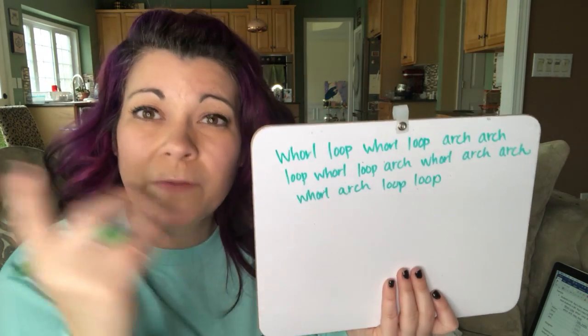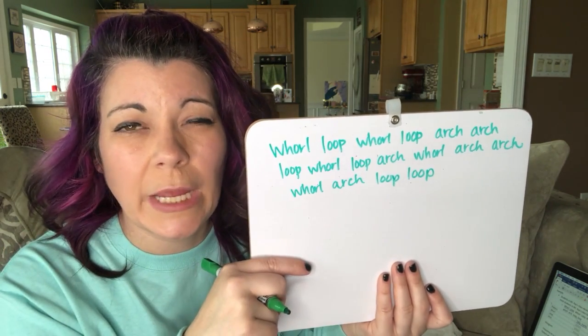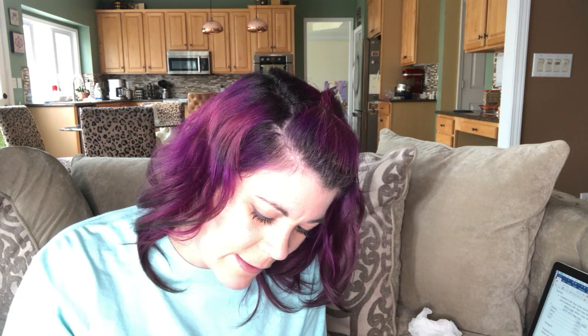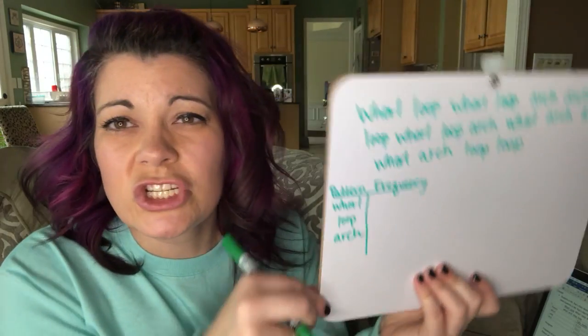So what we're going to do first before creating a histogram is create a frequency table. Our frequency table is going to have 2 columns. We're going to write down the pattern, and then we're going to write frequency. The 3 patterns that I see are whirl, loop, and arch. And now I'm going to check for their frequency.